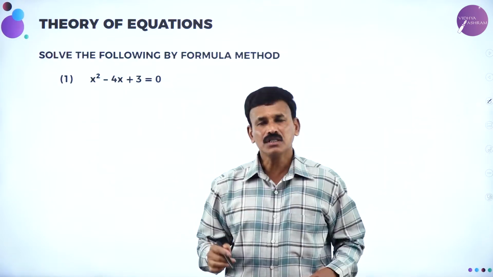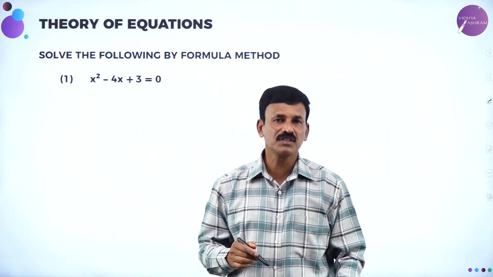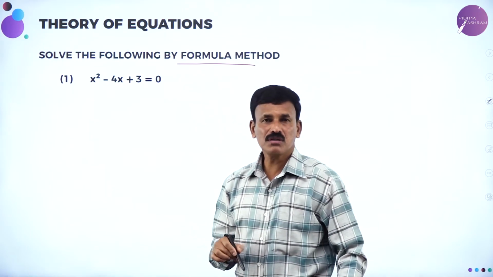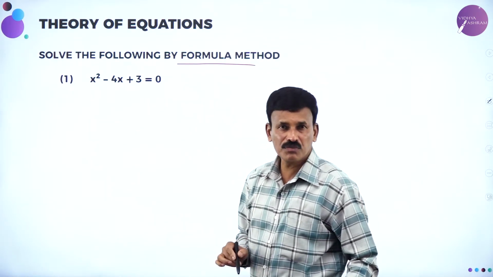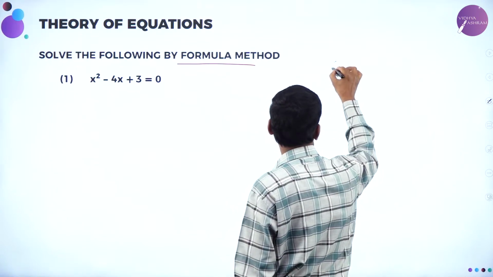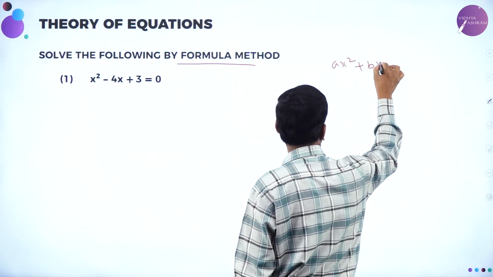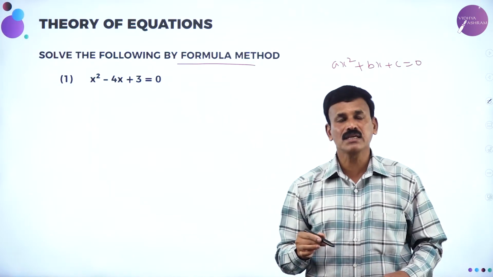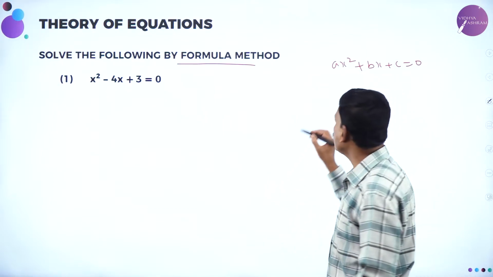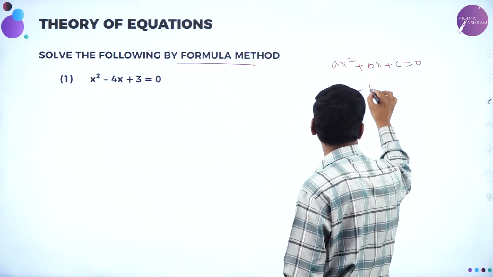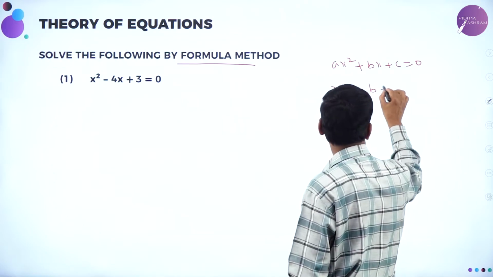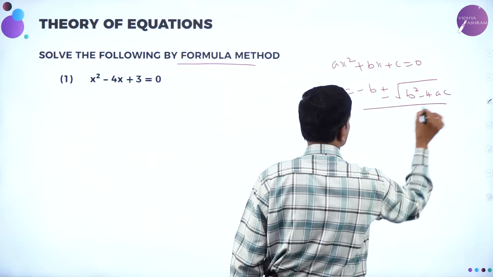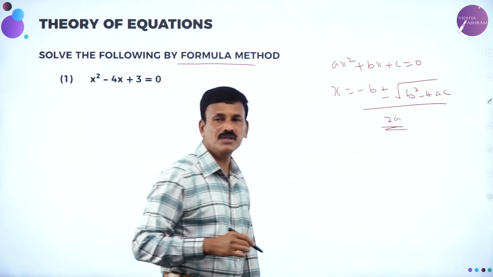Now let us come to the second method of solving a quadratic equation, that is by the method of formula. A quadratic equation ax square plus bx plus c is equal to 0 can be solved by the method of formula. The formula we are going to use is x is equal to minus b plus or minus root of b square minus 4ac, divided by 2a.